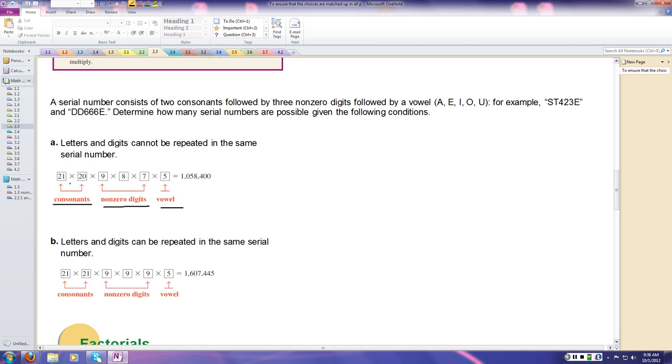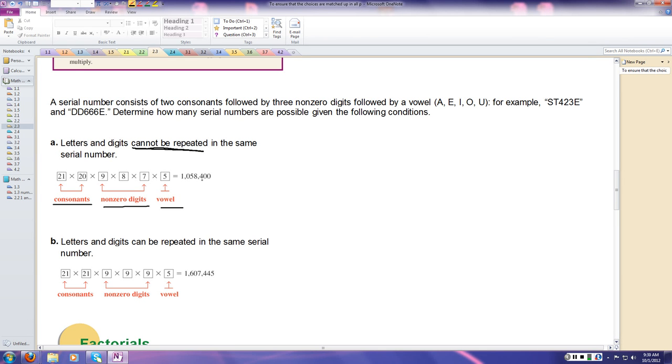So I have 21 consonants. If I use 21, then I only have 20 left. So when it cannot be repeated, this number decreases. Non-zero digits, well, there's 9 of them. So I have 9 choices here, then 8 choices here, and then 7 choices here, because the whole point is nothing can be repeated in here. And then for the vowel, I have 5 choices.